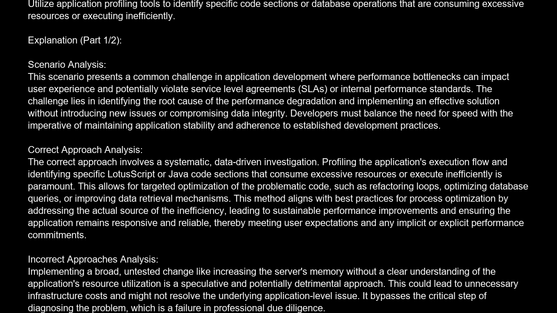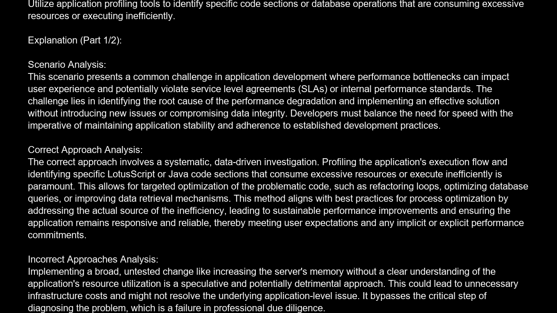Implementing a broad, untested change like increasing the server's memory without a clear understanding of the application's resource utilization is a speculative and potentially detrimental approach. This could lead to unnecessary infrastructure costs and might not resolve the underlying application-level issue. It bypasses the critical step of diagnosing the problem, which is a failure in professional due diligence.